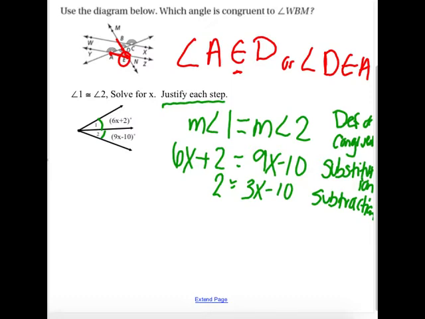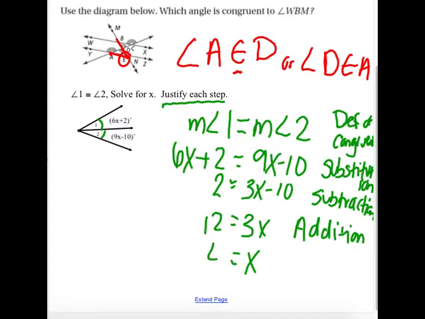Then I'm going to add 10. So 12 equals 3x. Addition. And then divide. So x equals 4. Division. If you don't understand that justify stuff, make sure you ask.